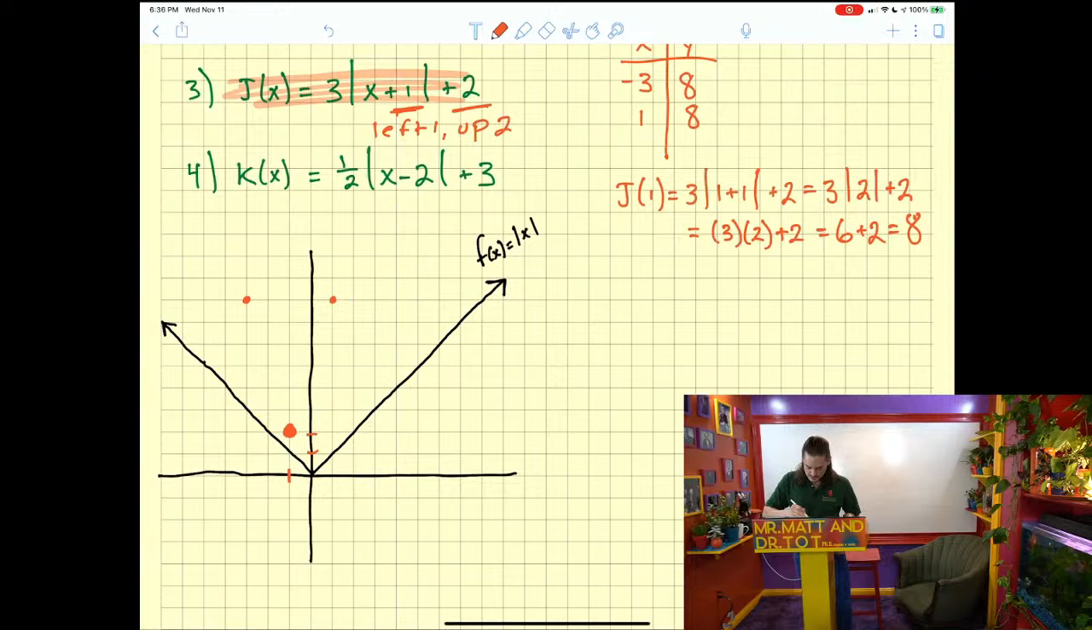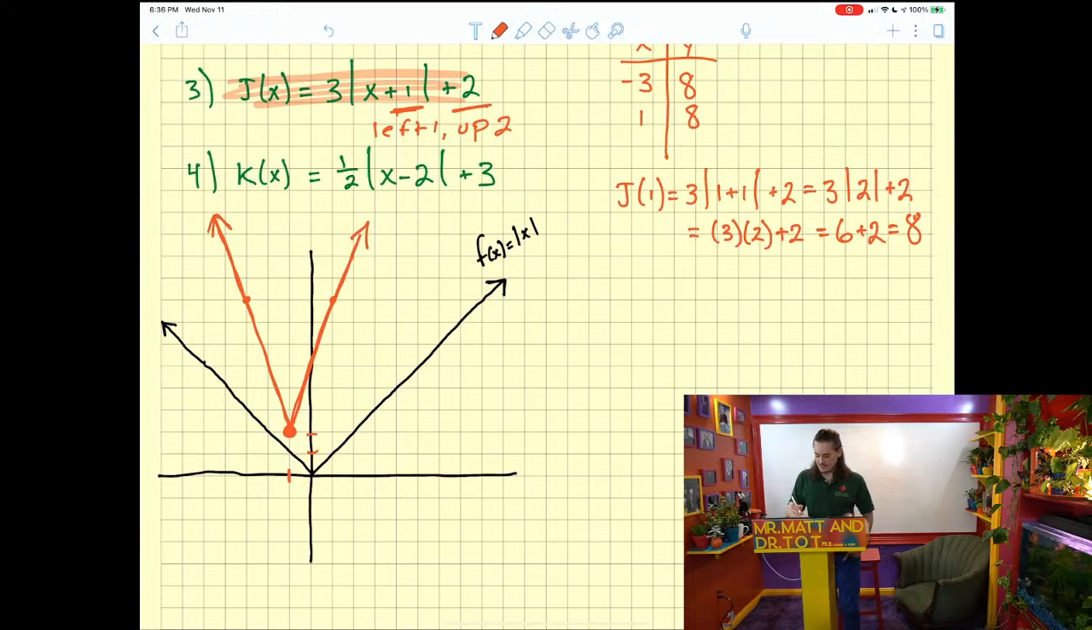And so now I can connect these two dots together to get this side of the function. I can connect these 2 dots together to get that side of the function. And that is the sketch of j of x is equal to 3 times the absolute value of x plus 1, quantity plus 2.